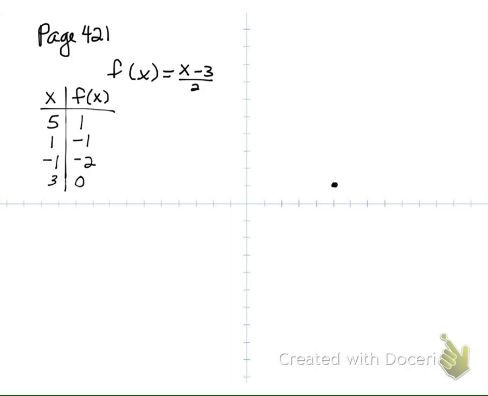Okay, so it said to graph the points after that, right? And then negative 1, negative 2, and 3, 0. And we notice that it makes a nice straight line. What else does it say to do on step 1? Draw the line that passes through it. So let's go ahead and do that.